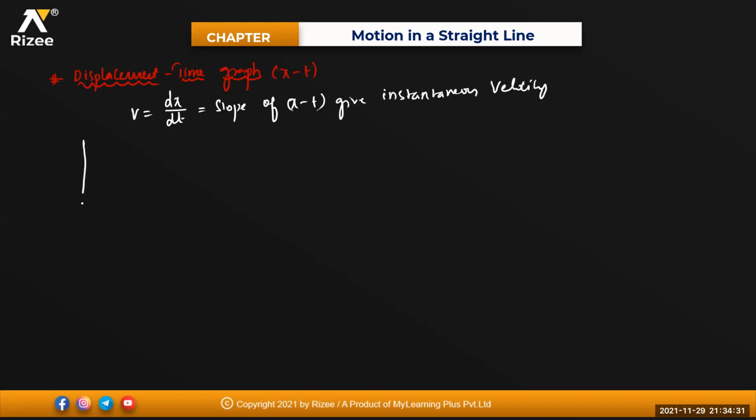Okay. The graph is something like this. This is your t and this is your x. And if the graph is a straight line like this, this is your x naught, it means velocity will be equal to 0. That means the body is at rest.